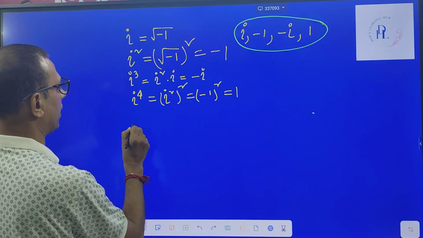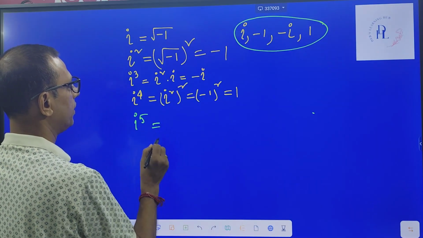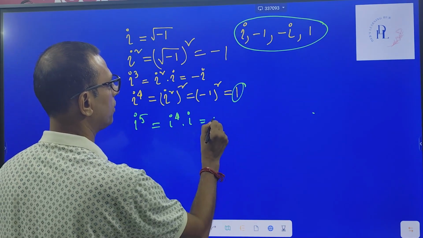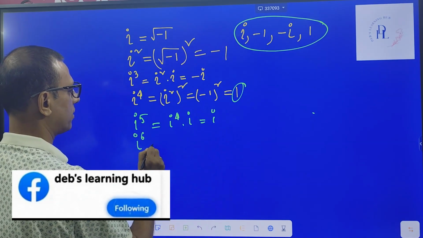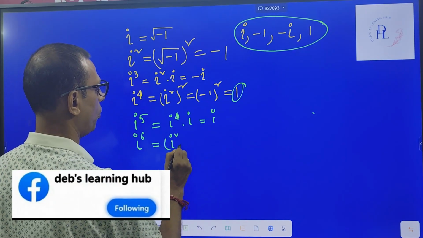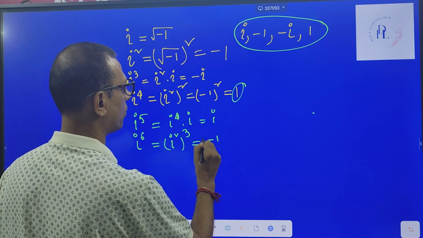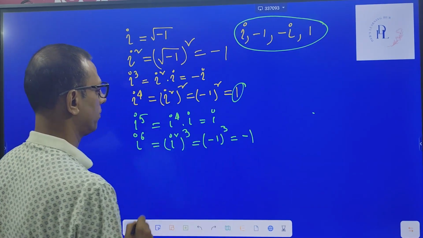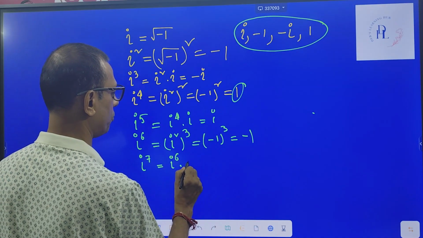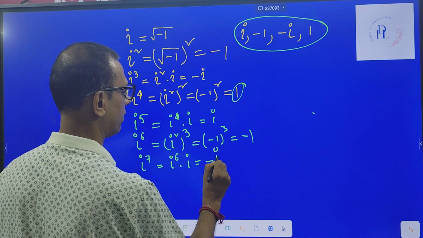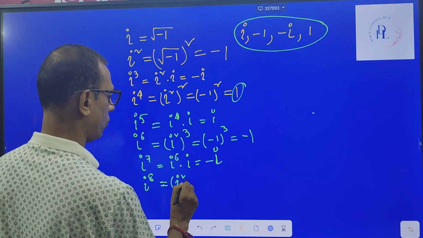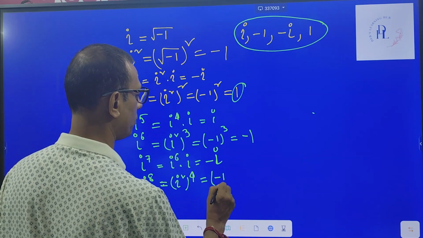Then again I will multiply i to the power 5. Then again what will come? i to the power 4 into i. i to the power 4 means it is 1, so it is i. i to the power 6, that means i square whole cube, that is equal to minus 1 whole cube, that is equal to minus 1. i to the power 7, that is equal to i to the power 6 into i, that is minus i. i to the power 8, that is equal to i square whole to the power 4, that is equal to minus 1 whole to the power 4.